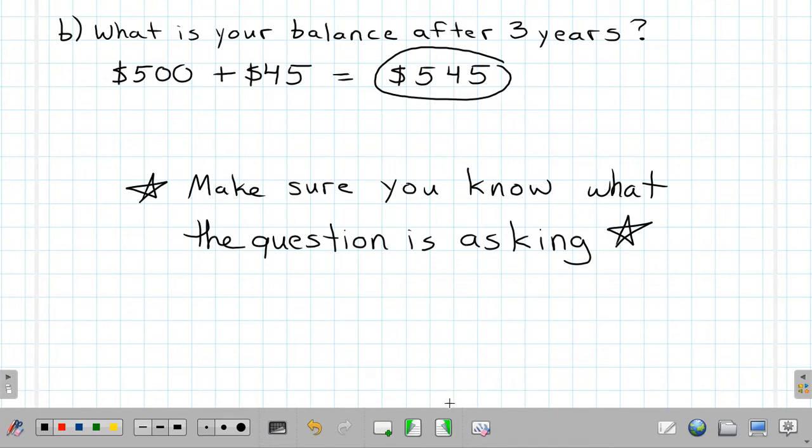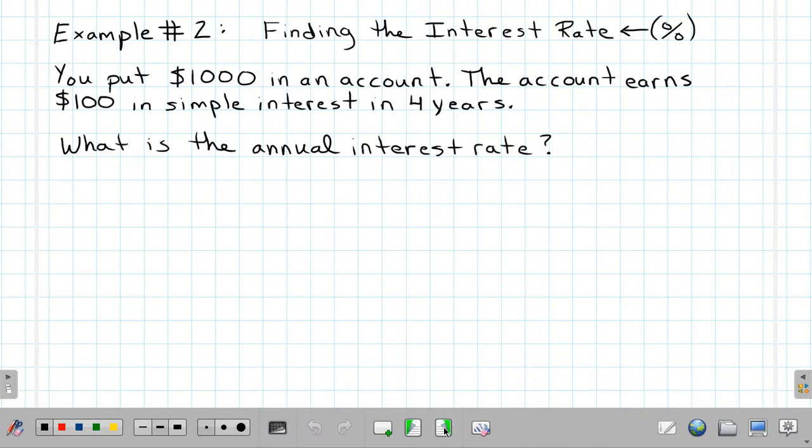Okay. But let's go ahead and go on to example 2. Example 2, very similar example here, except in this case, instead of finding the amount of interest, we're finding the interest rate, which once again, I give you a little heads up here, means we're looking for the percentage, okay? So we're looking for what R is. We're looking for the rate, okay?